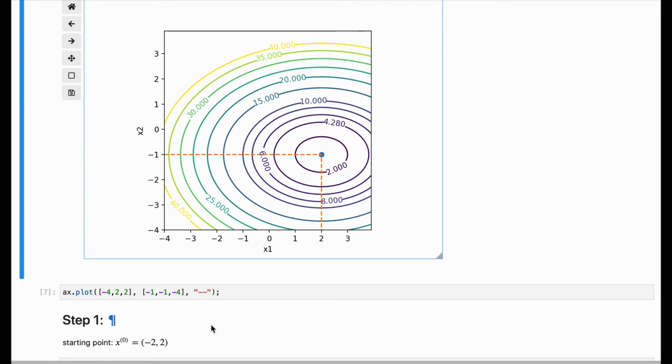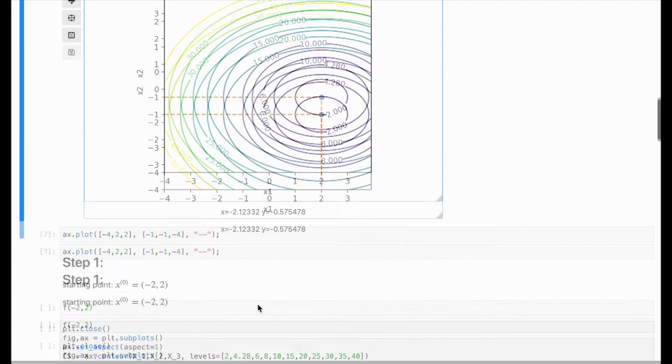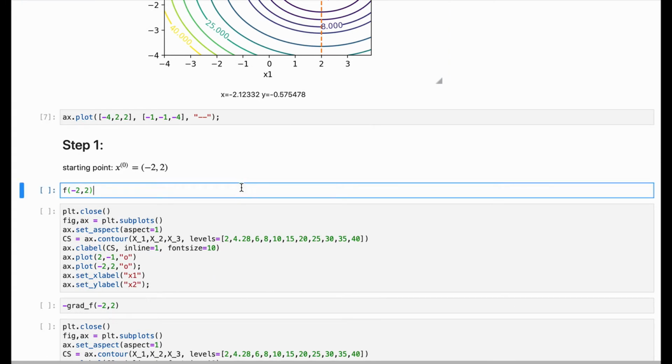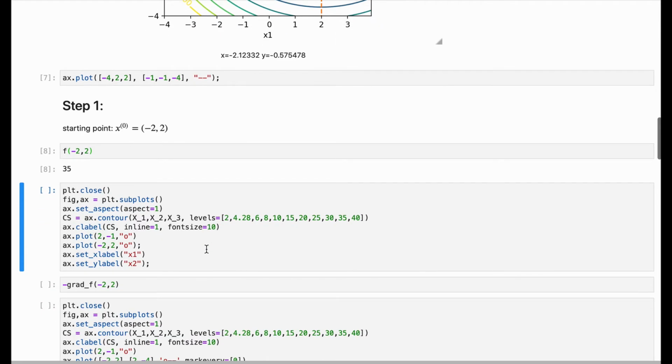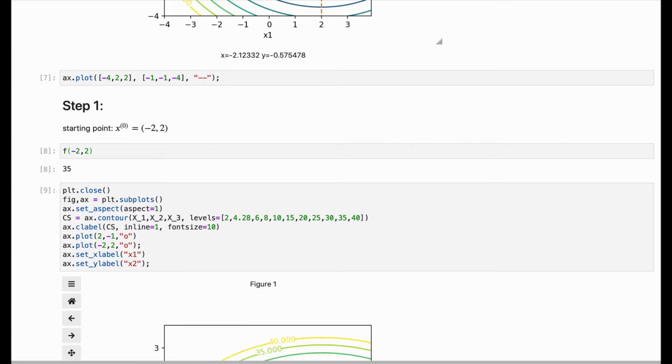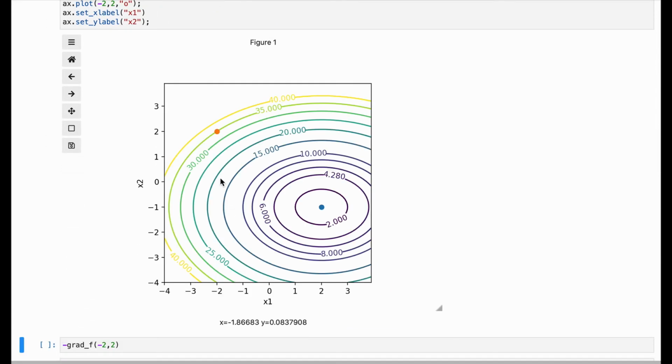We're going to start with the point minus 2, 2. Minus 2, 2, that's about here. And then see how gradient descent works. Okay, so this is step 1. First thing we do is compute the function value at that point. You can see that is the value 35. Let's again have a look at the contour lines and mark that point here. This is our starting point, and remember the blue point, that is the minimum. That's where you want to go.